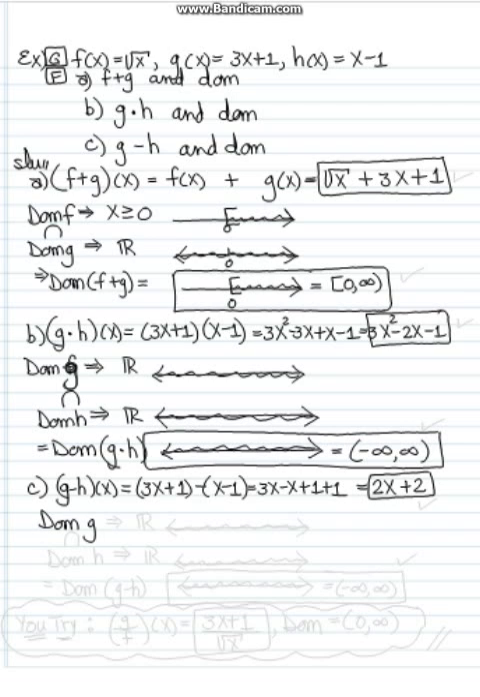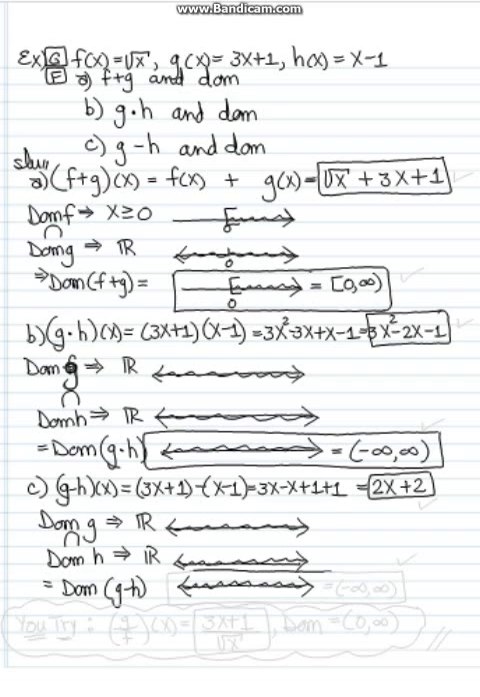g minus h. Now for the domain, take the domain of the first function, g, it's all real numbers, intersected with the domain of h, also all real numbers, equals the domain of our new function, g minus h. Well, again, just like part B, it's all real numbers because simultaneity for these sets that contain all real numbers together is all real numbers. That's what they have in common. It's everything from negative infinity, open bracket, to positive infinity, open bracket.